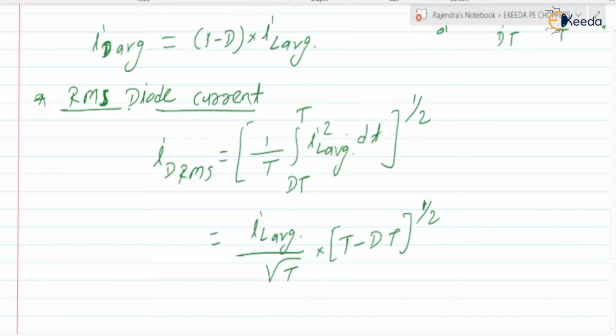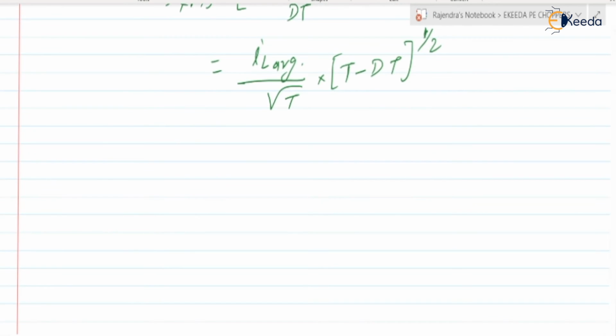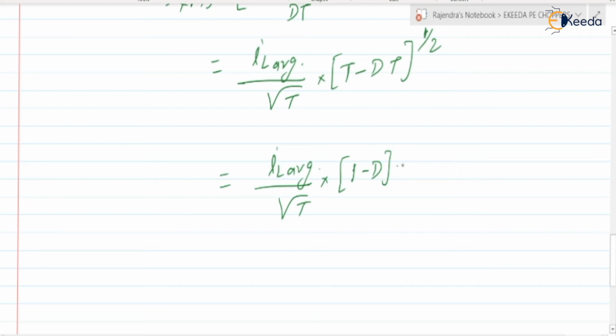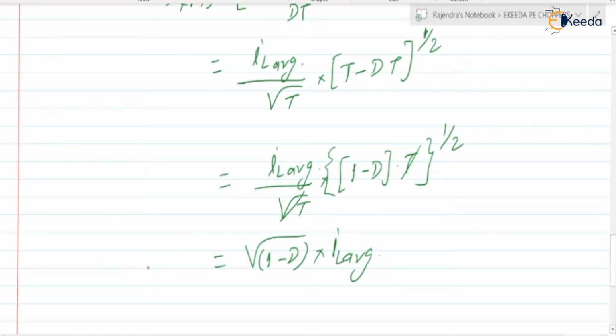Further we can write ID RMS is equal to IL average divided by root T into (1 minus D into T) to the power 1 by 2. This root T and this root T will get cancelled. So it is under root 1 minus D, into IL average. This is the ID RMS value of diode current, right?